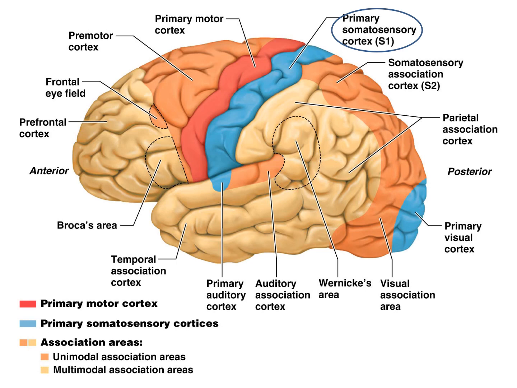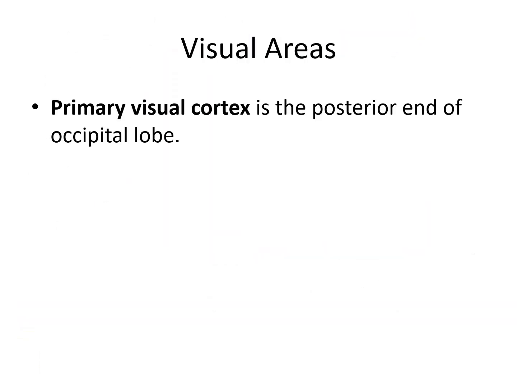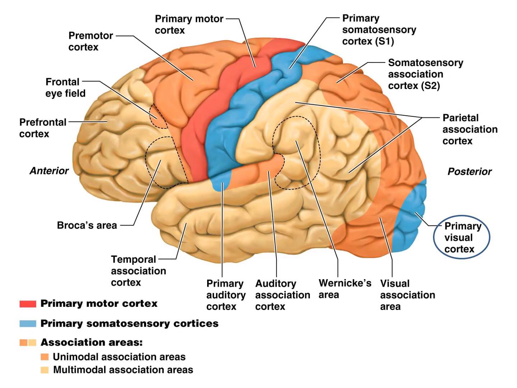So in this picture here, we see the central sulcus, and immediately posterior to it is the postcentral gyrus, which contains the primary somatosensory cortex in blue. Now the visual area, or the primary visual cortex, is located in the occipital lobe, at its posterior end. So in this figure here, we see the primary visual cortex, which is kind of interesting since the eyes are more anterior to the brain.